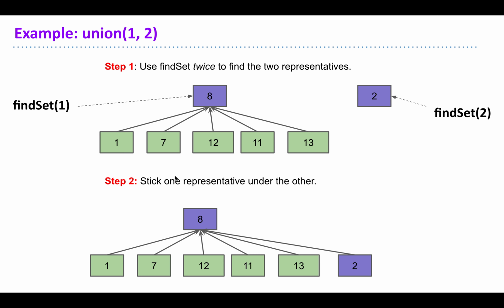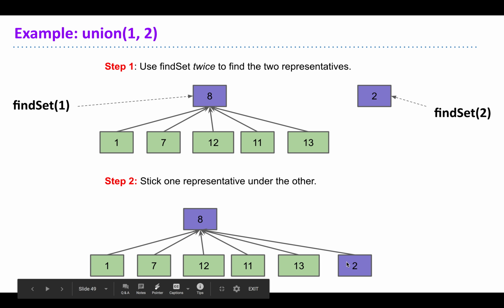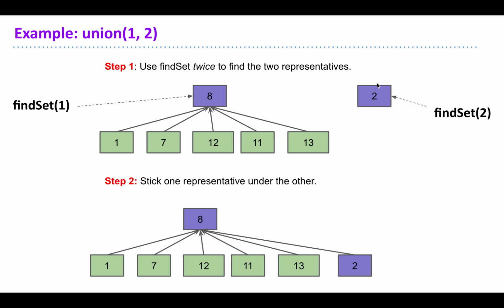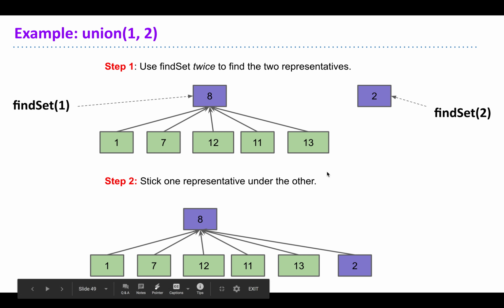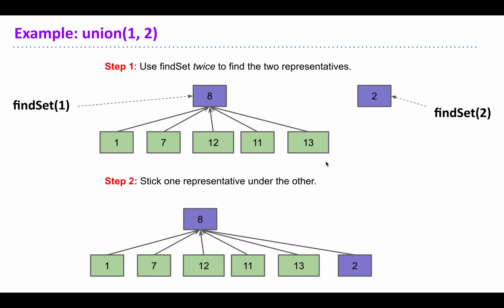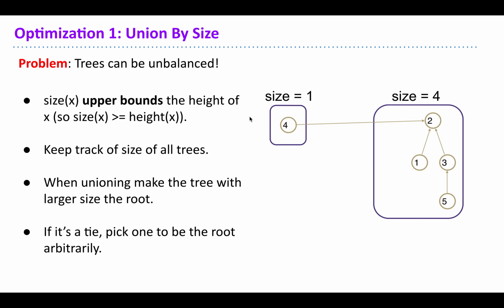And then step 2, once we have found both those representatives, you just arbitrarily choose one representative and assign it. In this example, I assigned the 2 to point to the 8. You could have also assigned the 8 to point to the 2. But we're going to get into some optimizations, and you can see here that when we're sticking one representative under the other, it's probably better to stick this 2 pointing to the 8. If I stuck this 8 pointing to the 2, then for all these nodes I'm going to have to go up 2 hops to get to the top, right? So let's get into this optimization here.